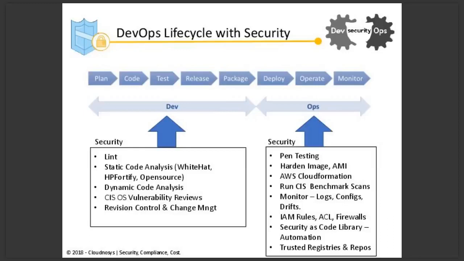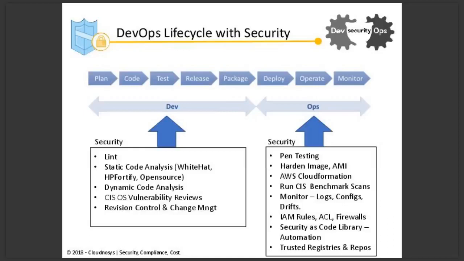At the tail end, around the operations side, there's definitely pen testing involved, which security or even dev teams can do together. So you have to do things like harden images, AMIs. AMI stands for Amazon Machine Image. CloudFormation and CloudFormation templates. These are templates that define your infrastructure in fairly good detail. So that's important to keep track of. You absolutely have to run CIS benchmark scans. If you're not doing that, then definitely you have potential vulnerabilities in your AWS accounts.